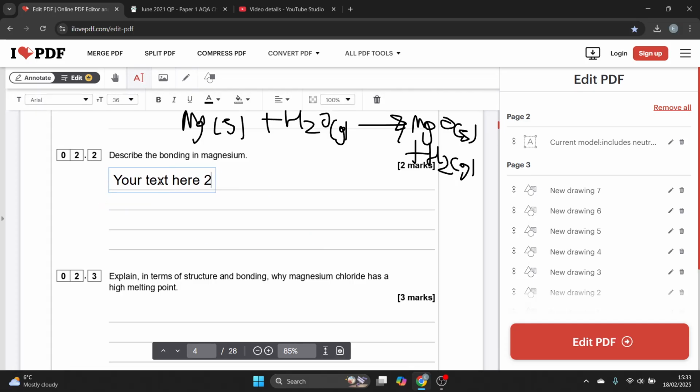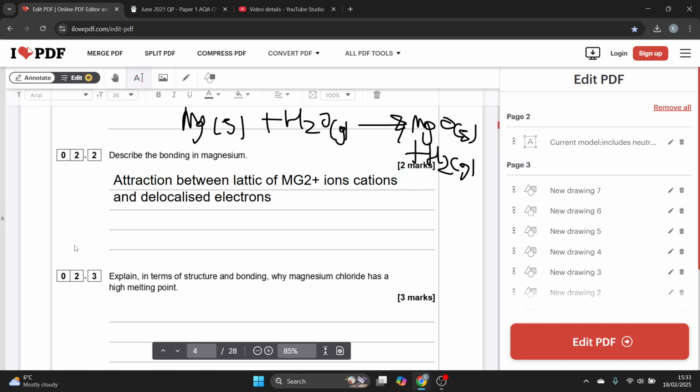Describe bonding in magnesium. There's attraction between a lattice of Mg2 plus ions, or you could say cations because they're positively charged ions, and delocalized electrons. So attraction between the lattice of Mg2 plus ions and the delocalized electrons.